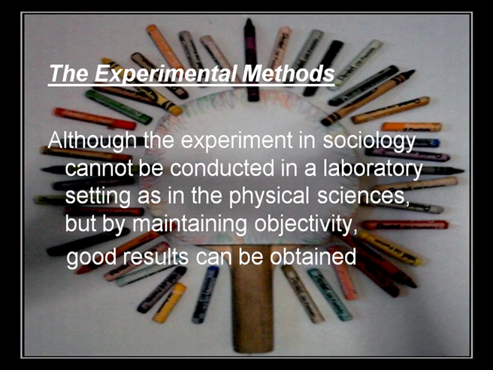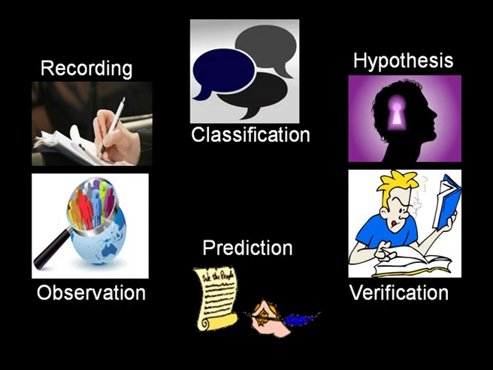Another interesting method in sociological studies is the experimental method. Conducting experiment in sociological studies is very difficult, but still sociologists have tried to study social issues experimentally. The experimental method consists of observing, recording, classifying, framing hypothesis, then verification and at last prediction.